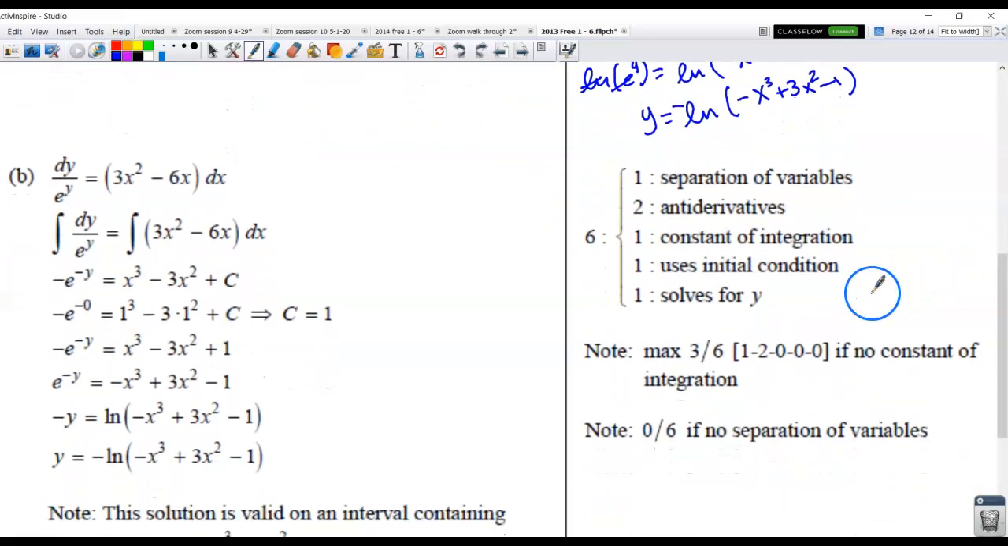So let's see what it would have cost me. I would have gotten my point. I separated the variables correctly. I had both now the antiderivative may be where I lost the point. This point possibly is separated, 1 point for one side and 1 on the other. Somewhere it's going to cost me, probably here in the antiderivative point. Maybe I'll get 1 of these points instead of 2. I'm going to get my constant of integration point, my initial condition point.